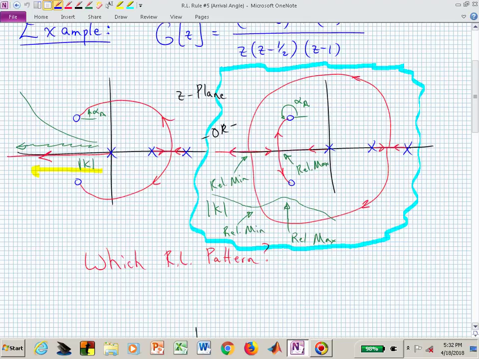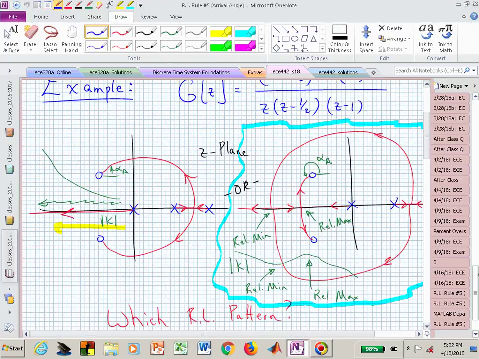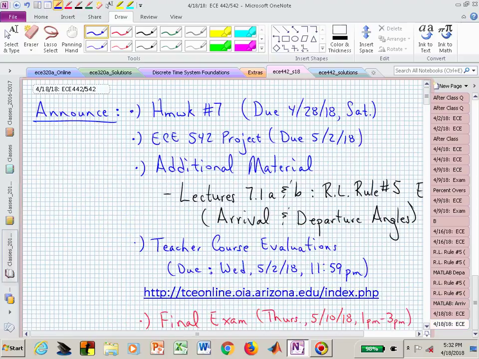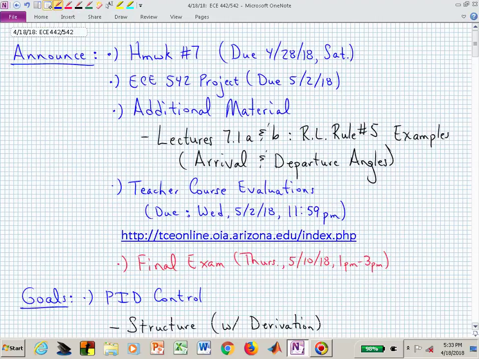There's A and B for lecture 7.1. It follows up on the last lecture, dealing with rules 4 and 5. Maybe I should have labeled them differently, but A is for departure angles and B is for the arrival angles.